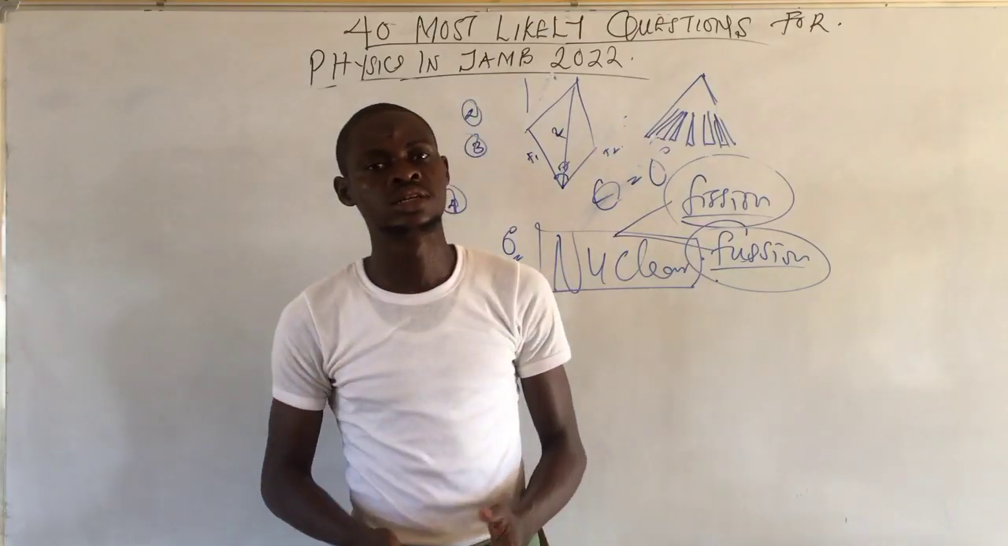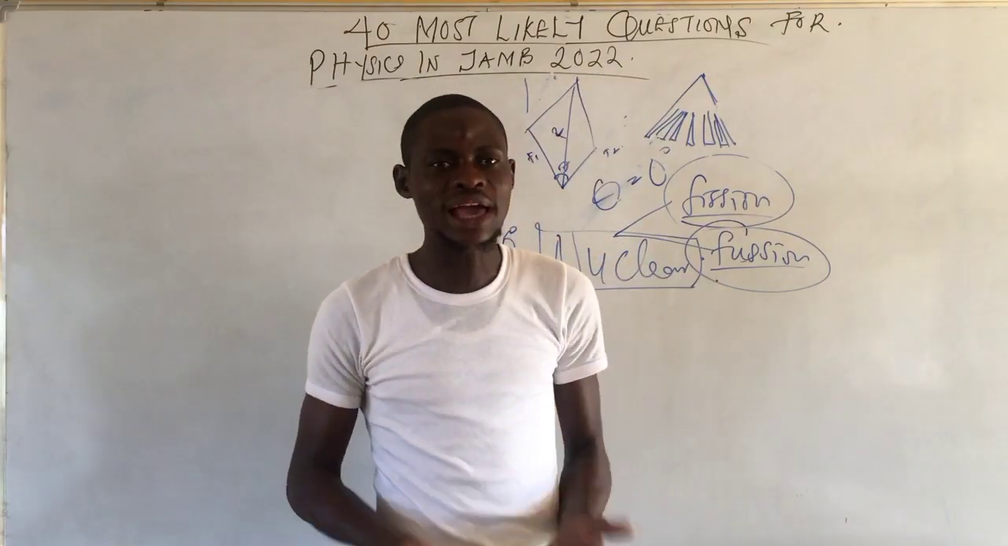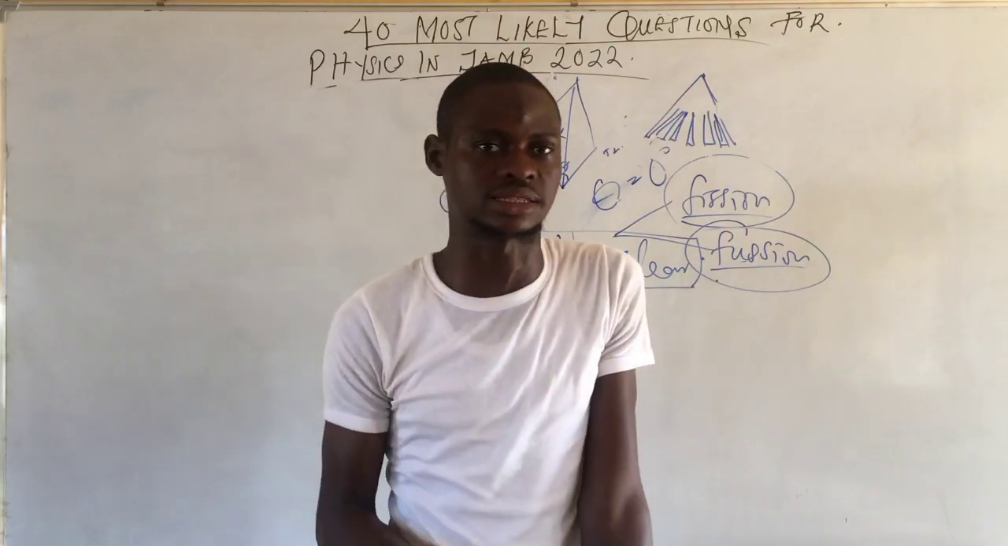Now the next question is that water is a poor thermometric liquid. Why is it that water is a poor thermometric liquid? It is because water wets glass.